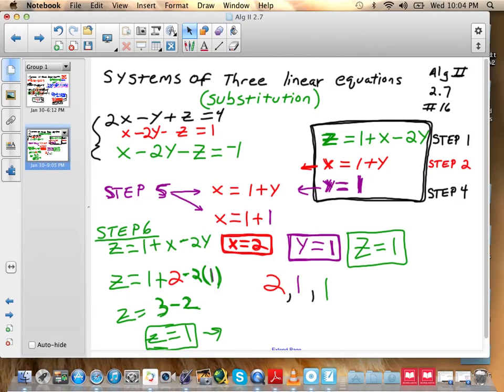That's how you solve it. Like I said, it's going to take a full page of paper and a little bit of time. Be patient and work through it, and get a hold of me if you have any questions.